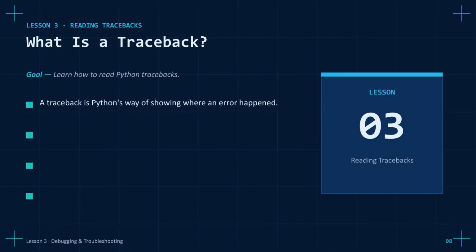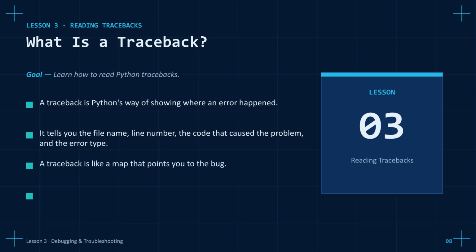Lesson 3 is all about tracebacks. A traceback is Python's way of showing exactly where an error happened. It gives you the file name, the line number, the code that caused the problem, and the error type. Think of it as a map, pointing straight to the bug. Read the bottom line first to see the error name.